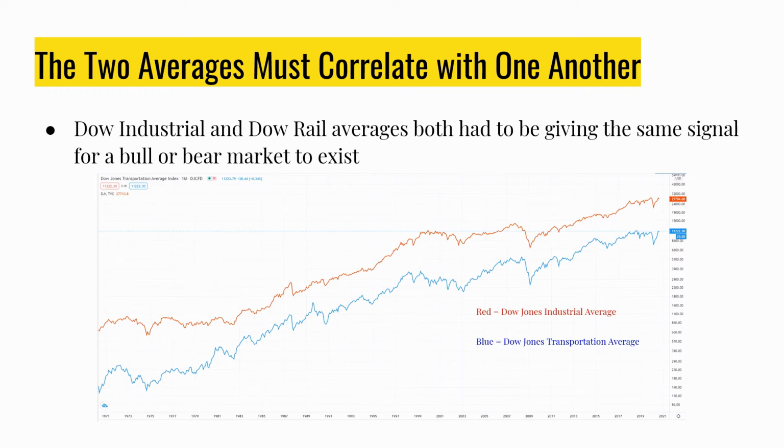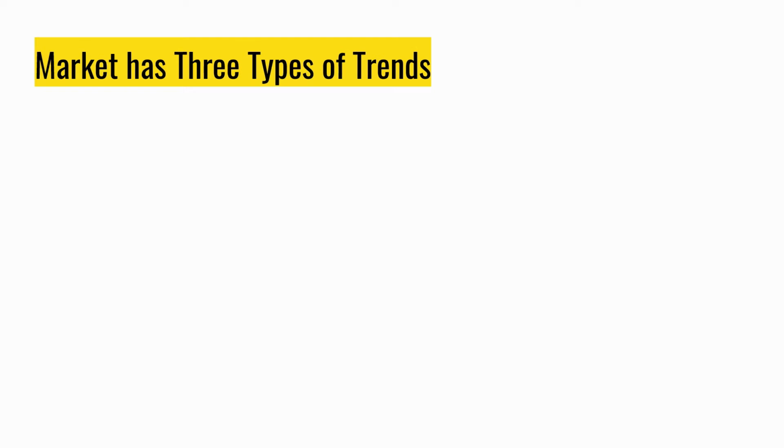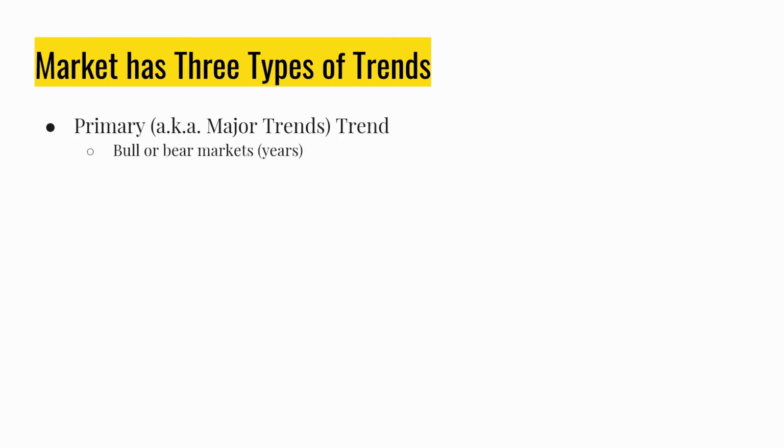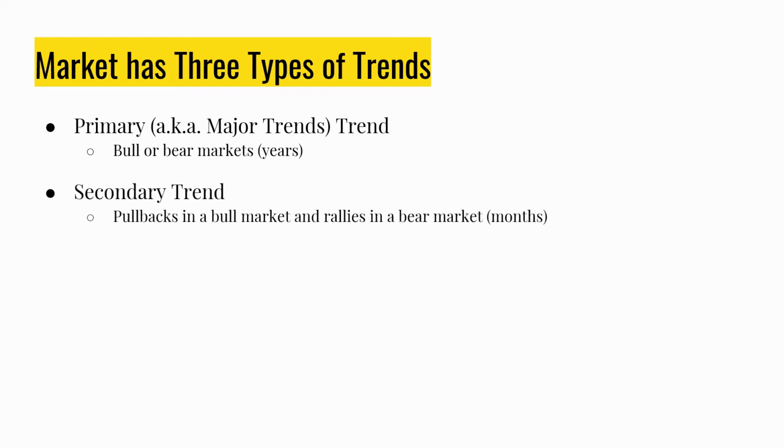in the learning process. The fourth tenet states that the market has three types of trends. The first type of trend is called the primary trend, which is also known as the major trend. These trends last for years and they define whether the stock is in a bull or bear market. The second type of trend is called the secondary trend. The secondary trend happens within a major trend, and they represent the pullbacks in a bull market and rallies in a bear market. These trends usually are months long.